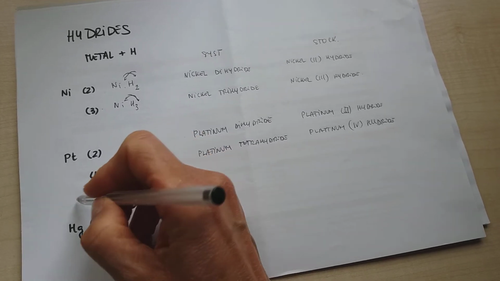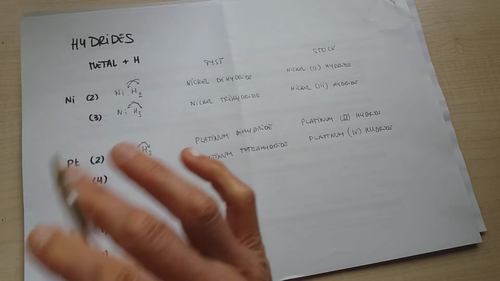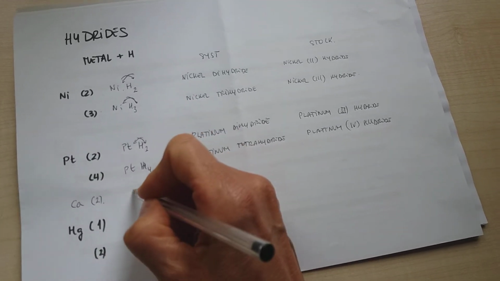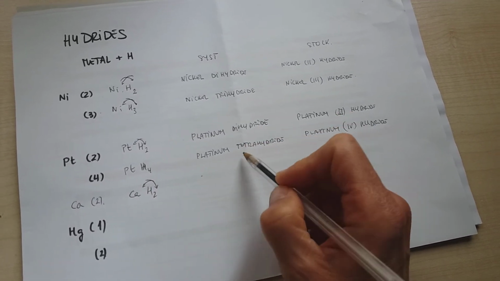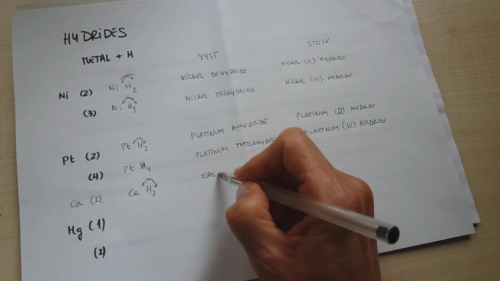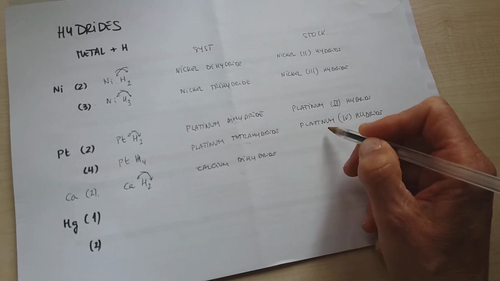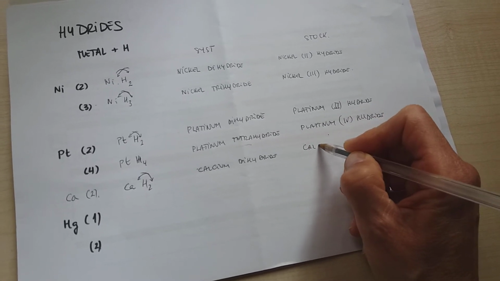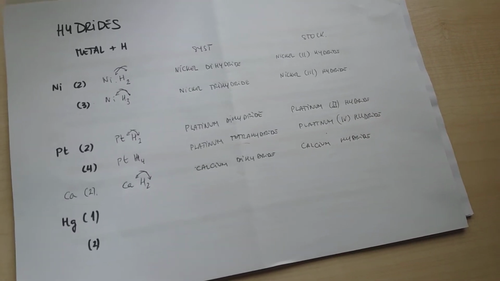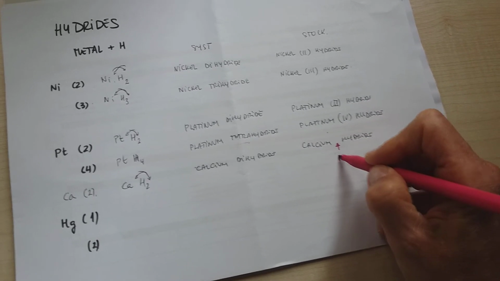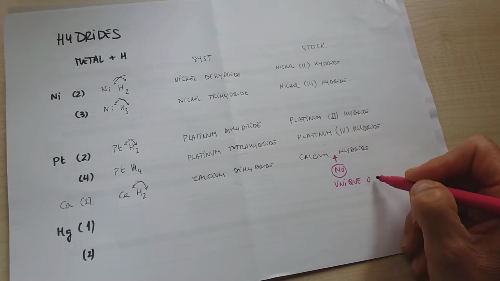Let's mention now, for example, calcium, which has oxidation number 2 and is unique. It has just one oxidation number, this number 2. It's going to be CaH2, they exchange the oxidation numbers, and here we are going to say calcium dihydride. But in the case of stock nomenclature, it's going to be calcium hydride. We don't write any number here, no, because it's a unique oxidation number.